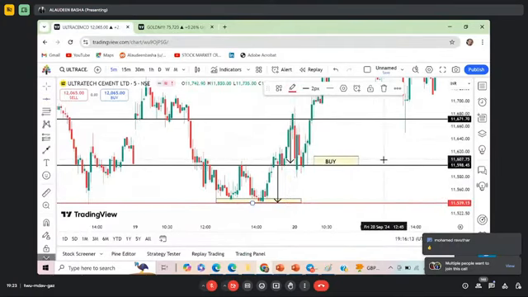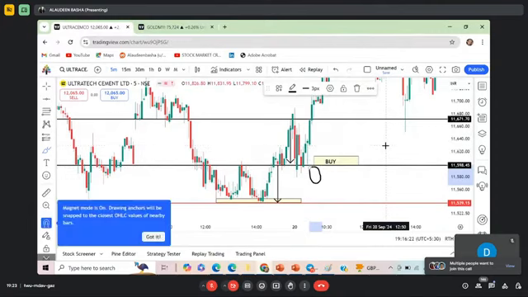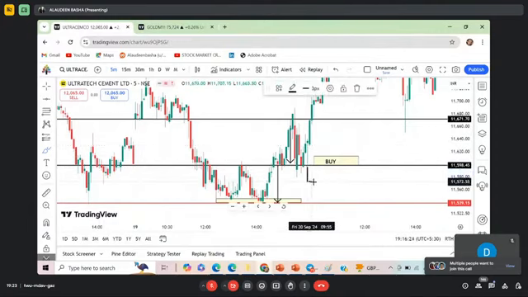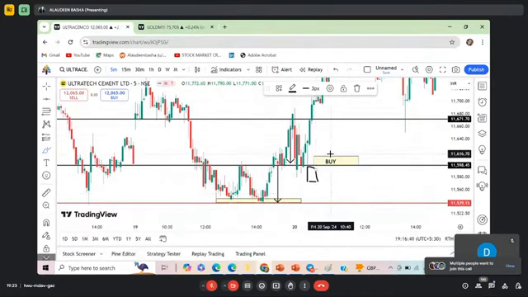But my suggestion is, once a candle closes below this line, you can exit. Better to exit. Clear? Any doubt in double bottom?